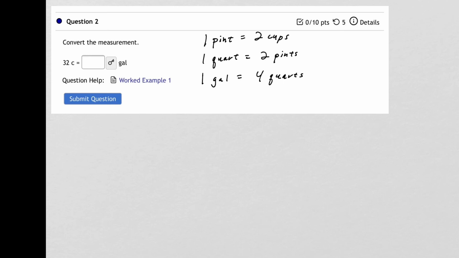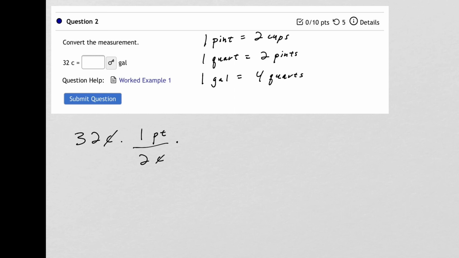Okay, so I'm starting with 32 cups. I can't go directly to gallons in one step, but I can go from cups to pints. So I know that 1 pint is 2 cups. So pint, PT, over 2 cups. And I'm writing it like that, 1 over 2, because I want the cups to cancel. I want these units to cancel.